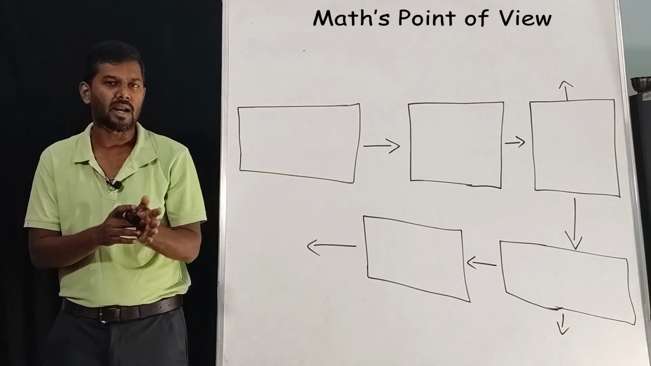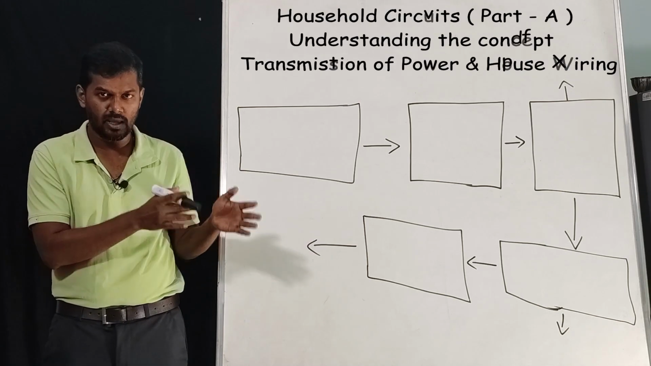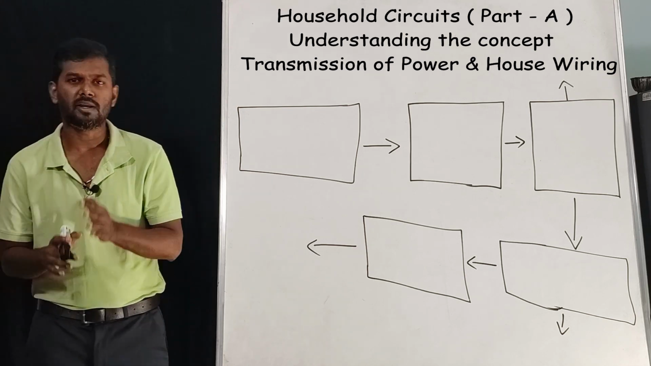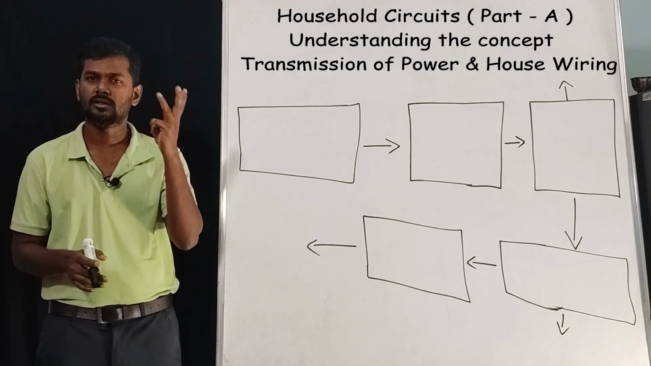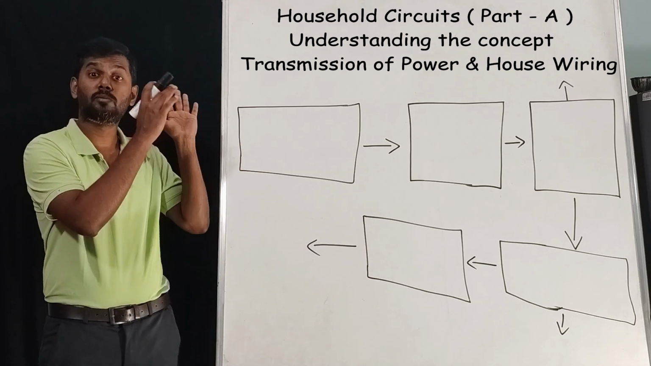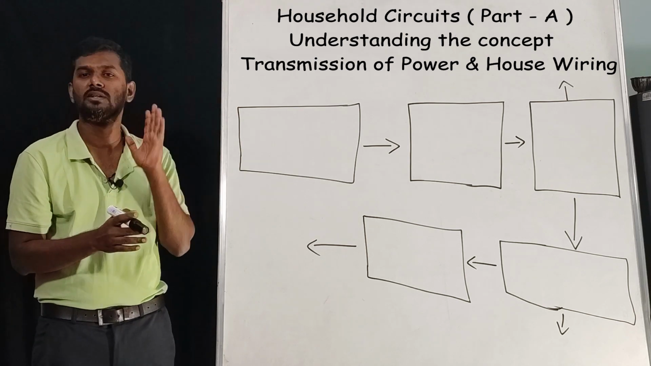Today we are going to understand the concept of household circuits, that is Part A, transmission of power and house wiring. This chapter is very easy. This chapter has 3 block diagrams. If you understand all 3 block diagrams properly, then you can solve any question from this chapter.